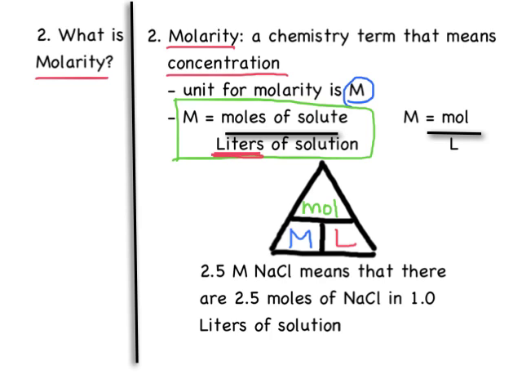This last thing right here is just an example. Say we have a 2.5 molarity sodium chloride solution. What that means is that you have 2.5 moles of NaCl in 1 liter of solution. So that's what 2.5 molarity means. You have 2.5 moles of NaCl in 1 liter of the solution. Okay, so let's practice using this molarity formula to solve problems.